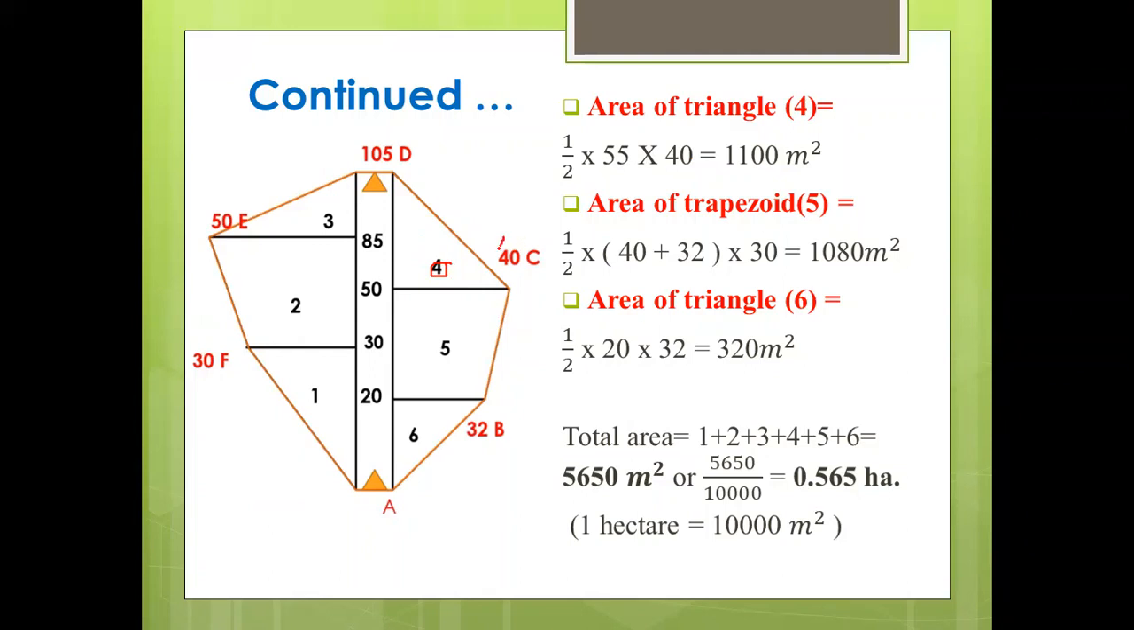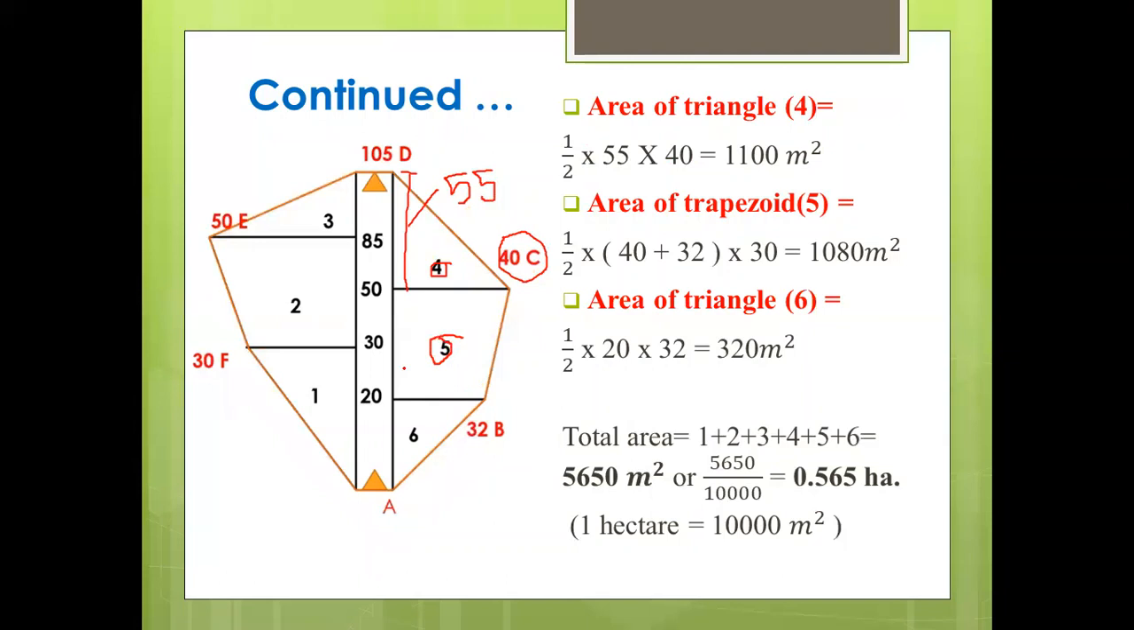So we know the height is 40. Then for this distance, we have to do 105 minus 50, that will give this distance. So that will be 55. We know the area of the triangle is half into base into height. So half into 55 into 40 will give 1100 square meter. Then calculate the area of the fifth part, that is the area of a trapezoid.